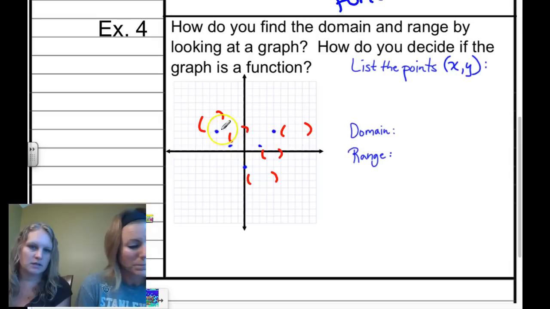Okay. So this one over here, we go back 1, 2, 3, and up 1, 2, 3. So that's negative 3, 3.